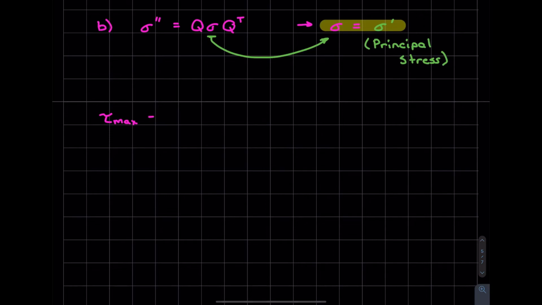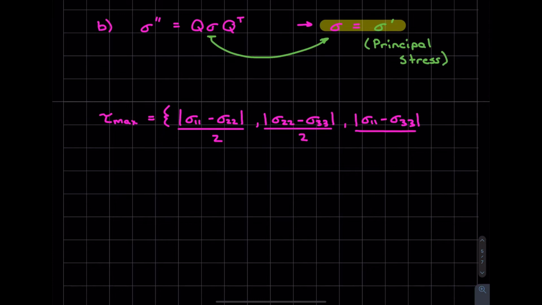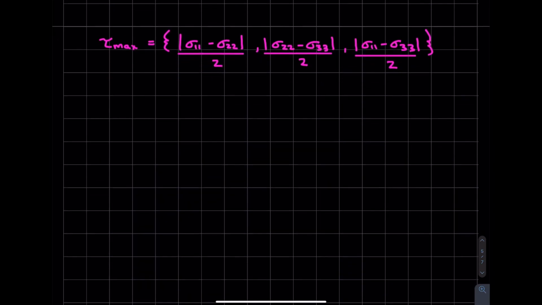Remember that tau max is equal to the absolute value of sigma 11 minus sigma 22, divided by 2, or the absolute value of sigma 22 minus sigma 33, divided by 2, or the absolute value of sigma 11 minus sigma 33, divided by 2. Again, these are all principal sigmas, so please don't think these are from the original matrix. These will be from the diagonal matrix. So we're going to come through all of these and figure out the three values.